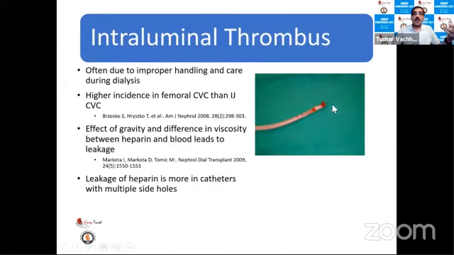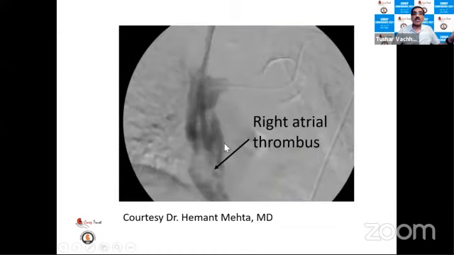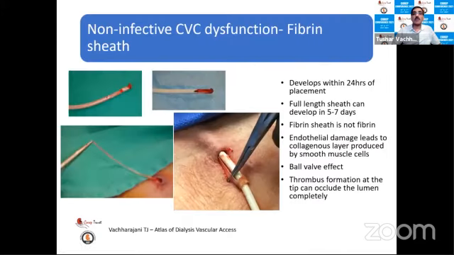Catheters can form clots at the tip if they're not flushed properly. And again, if the patient has pacemakers or other catheters, then there is a lot of crowding inside the vessels, and these patients are more likely to develop clots. As you can see here, this patient developed a clot, and this catheter is not going to work properly.